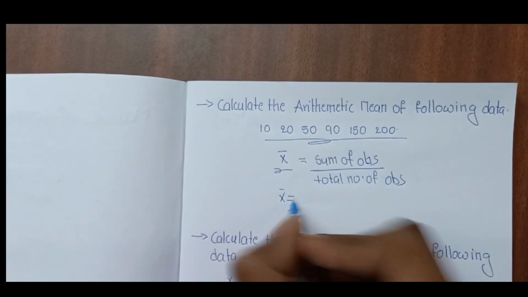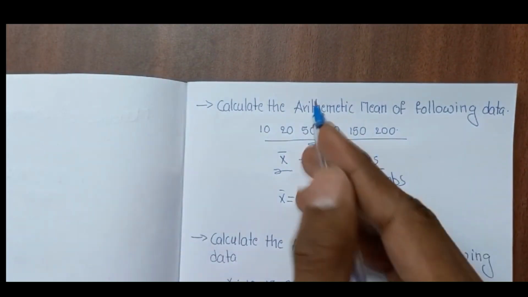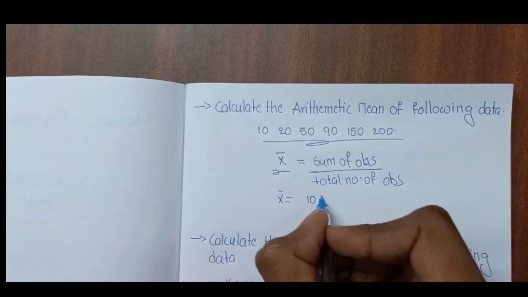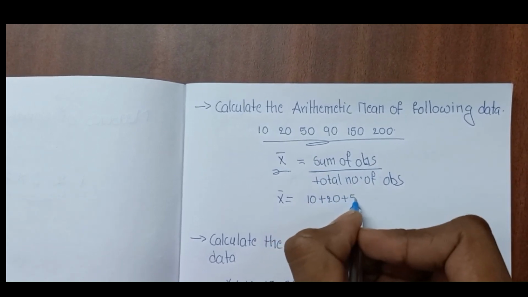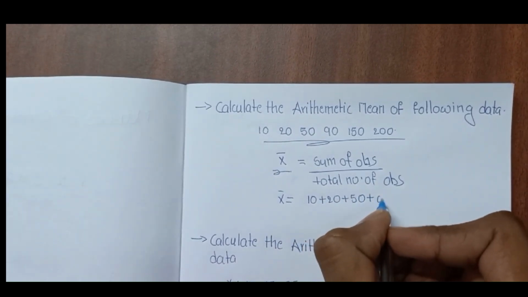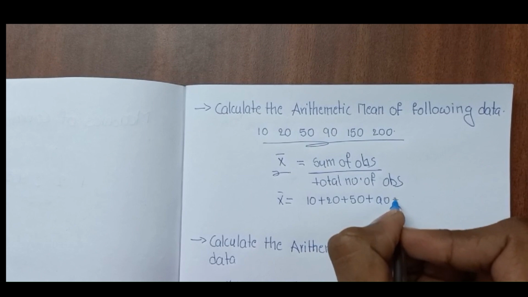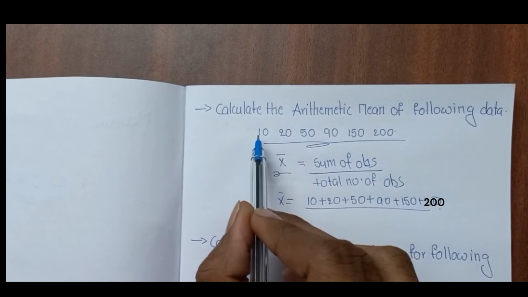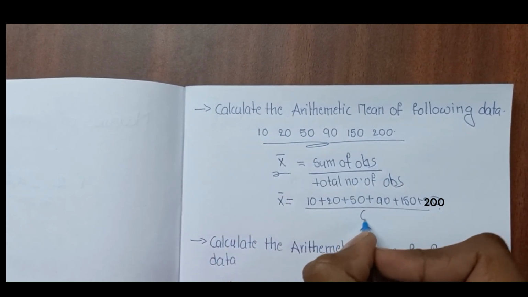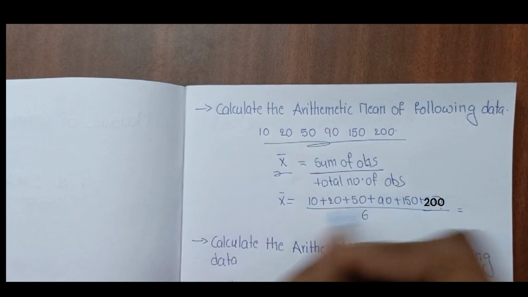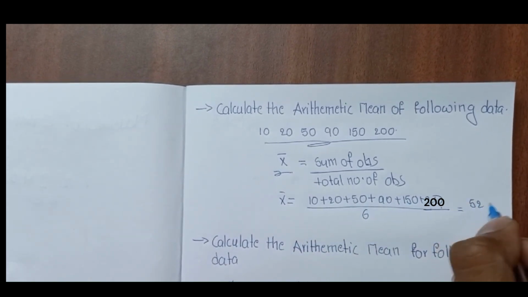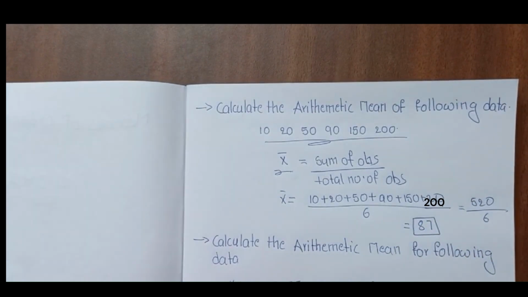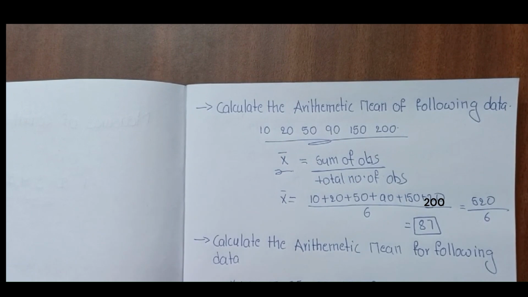And here, the sum of observations. What are the observations given here? Here it is asking for the sum. So 10 plus 20 plus 50 plus 90 plus 150 plus 200, divided by the total number of observations. Here there are 6 observations, so divide by 6. So it is 520 divided by 6 and the answer is 87. So this is the way to find the arithmetic mean in individual series.